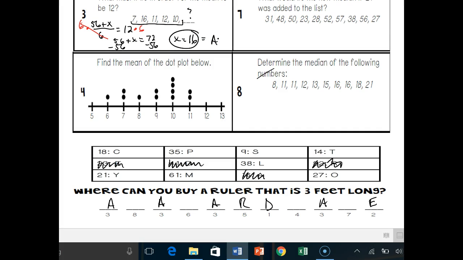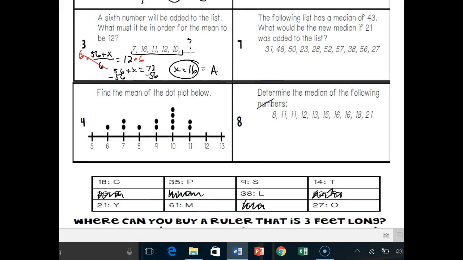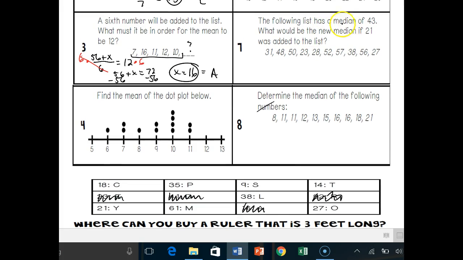Let me do one more, number 7. The following list has a median of 43. What would be the new median if 21 was added to the list? So I plop 21 because that's the smallest number at the front. Then I go ahead and start canceling out. So 23, order them from least to greatest, see you later.